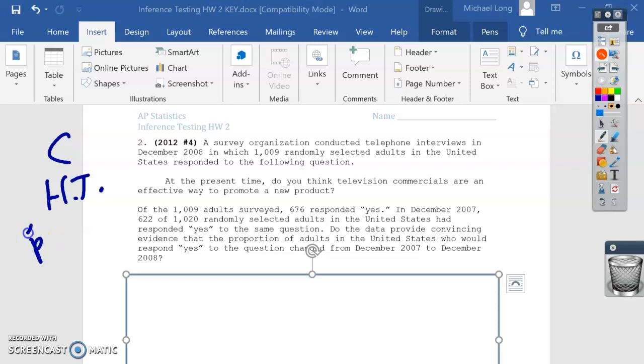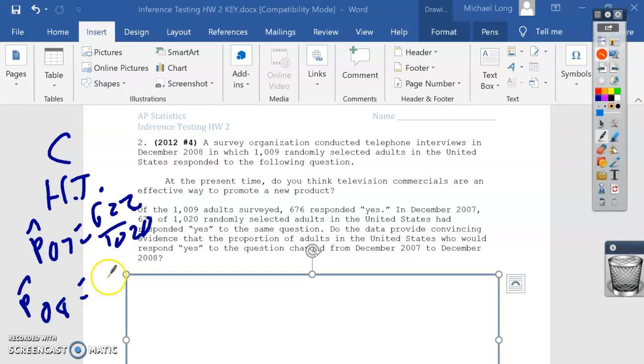So we're going to have 2 samples: p hat 07, which in December 07 was 622 out of 1,020. And then I'm going to have p hat in 08. The survey was redone in 2008, and at that time it was 676 out of 1,009. So very similar data, but we want to see if there's enough difference here to say there's a difference in attitude toward these 2 questions. So one of the big things is to recognize this is a 2-sample test, and we're going to talk more about what makes this one different than others.